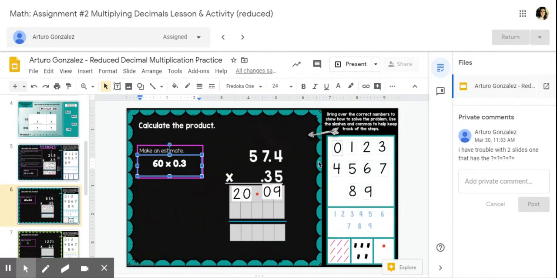that gives me 18. So I would write 18 here as my product. Now, remember, that's my estimate. That's what I do first. Then I'm going to do this part.